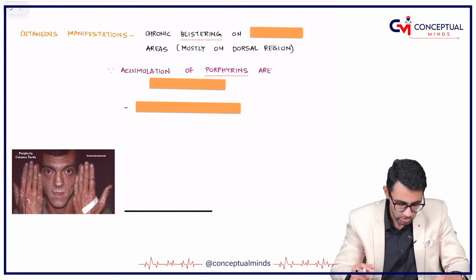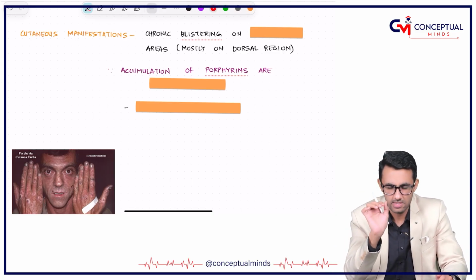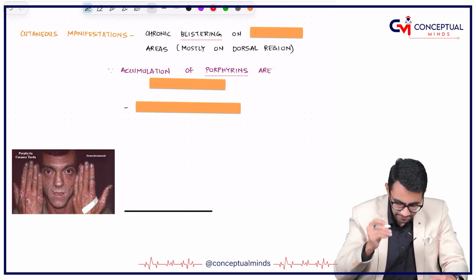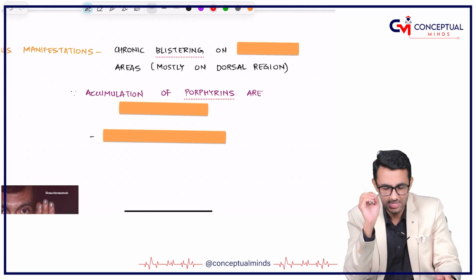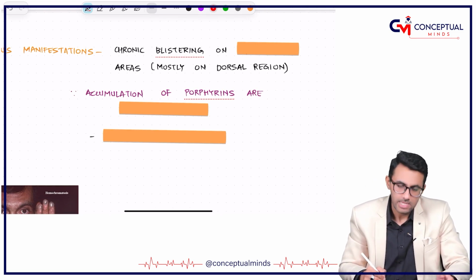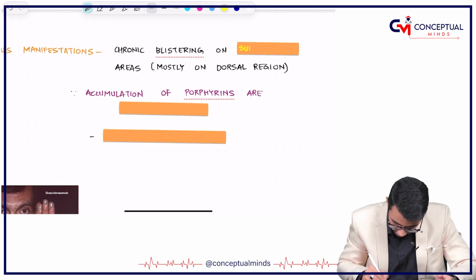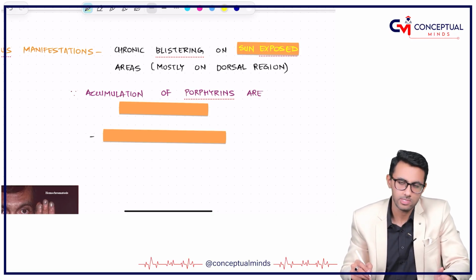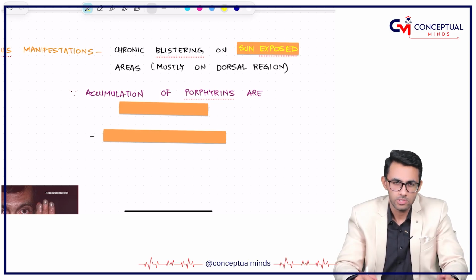Okay, alright, so we go on with the manifestations. Skin manifestations and hepatic manifestations, two are there waiting for us. First of all, we discussed this, right? These porphyrins are photosensitive, so there would be blisters on the sun exposed areas. Okay, simple, on the sun exposed areas, mainly on the dorsal region. Definitely, that is where we have a repeated exposure of the sun.